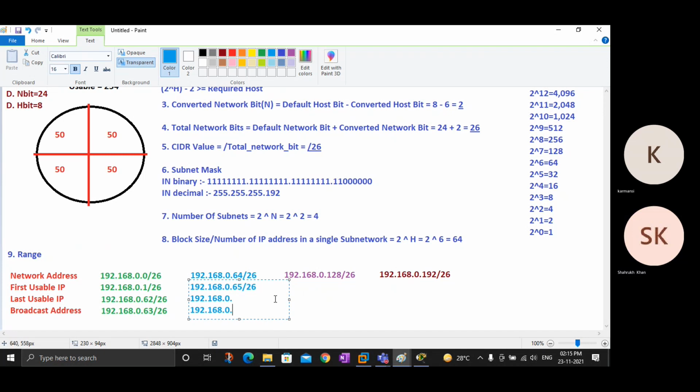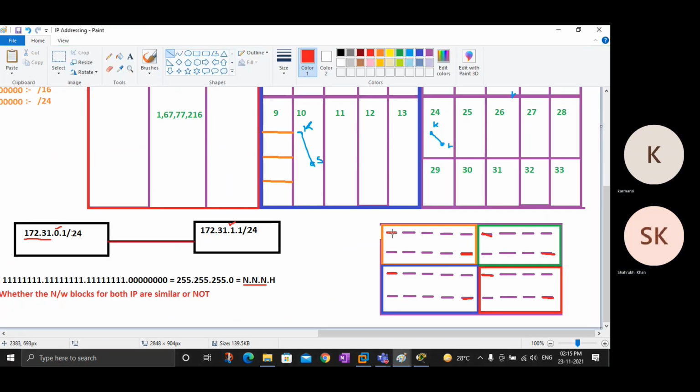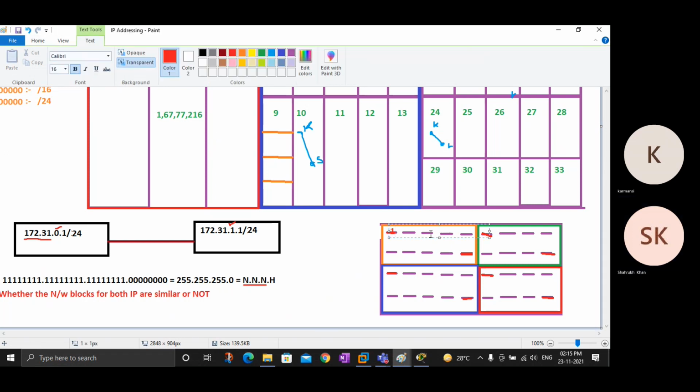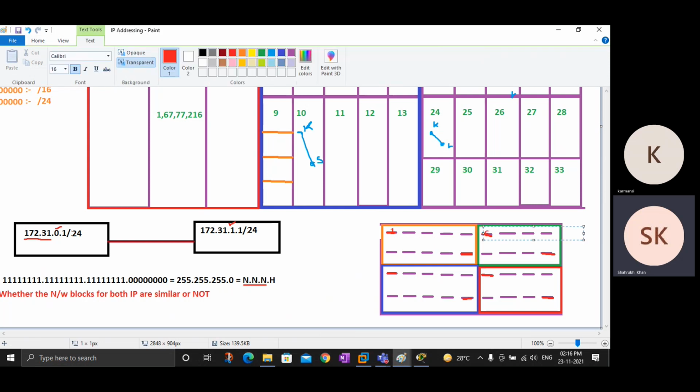Okay. Like here, let me show you. Let's say this was seat number 1. Then this was seat number 6.